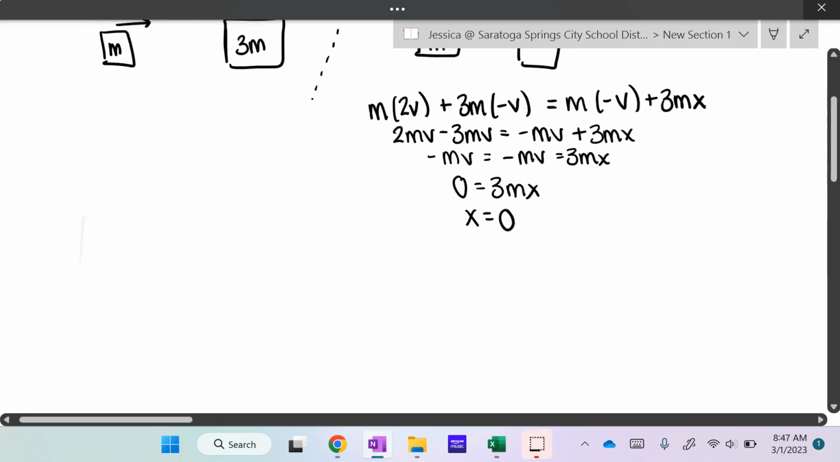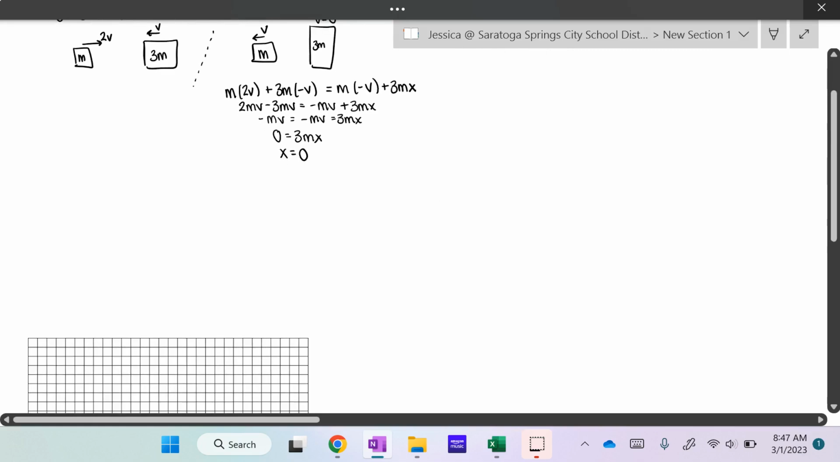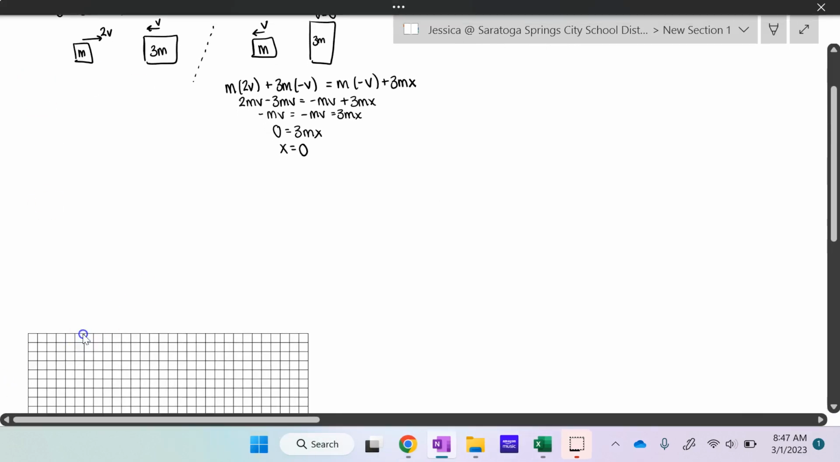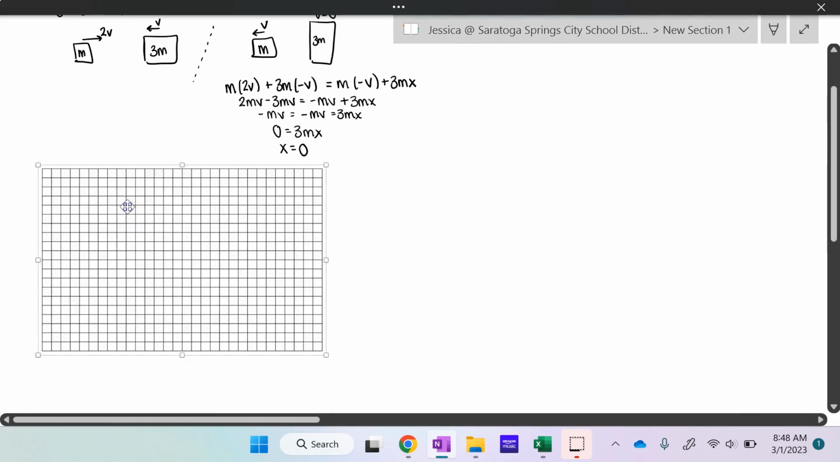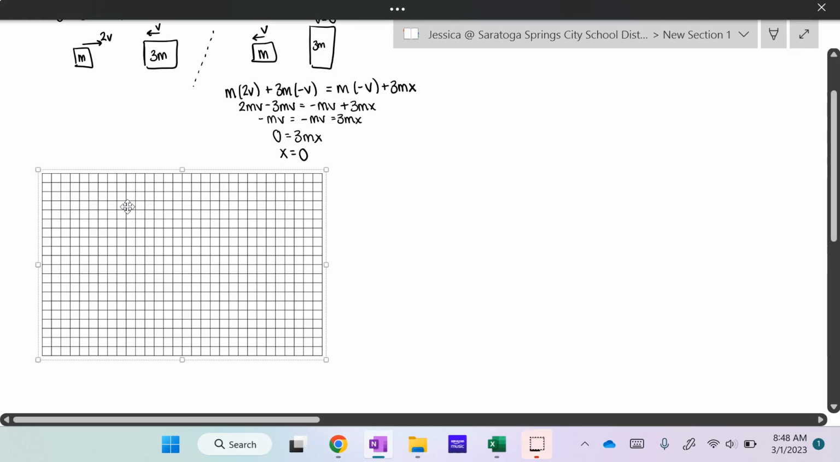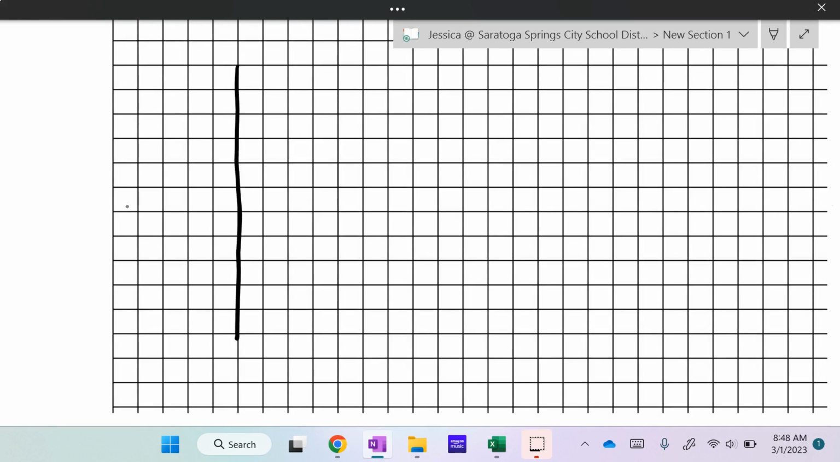Now I can represent the momentum and the velocity of this system as time goes on. I have this grid here, which I'm going to graph on. I'm going to zoom in a little bit. If I wanted to graph the momentum as time went on, I would need to make sure that I have both a positive and a negative side of the axis, since momentum is a vector and it can go in both directions. And what you'll usually see is we'll have three different sections to this graph.